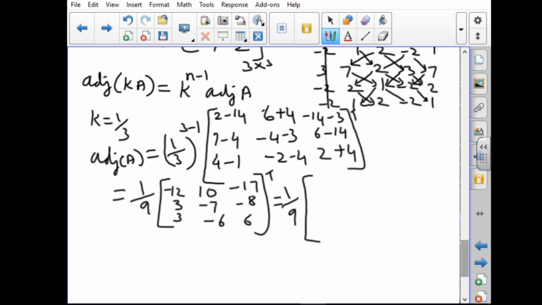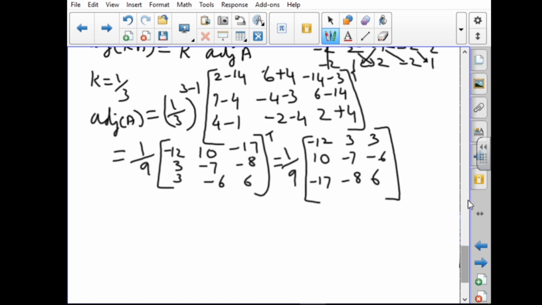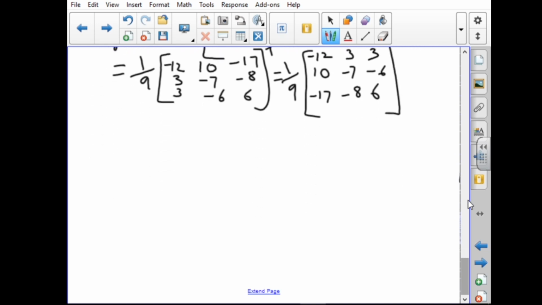Transpose is nothing but the rows become columns and columns become rows. So minus 12, 10, minus 17, then 3, minus 7, minus 8 and 3, minus 6, 6. So this gives us the adjoint of Ka. So that is the first question, and the second one you can take for homework.